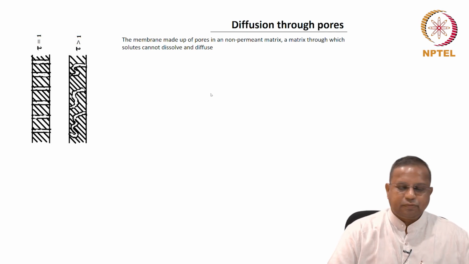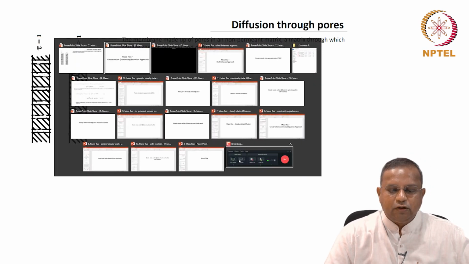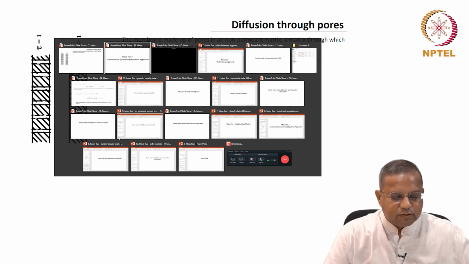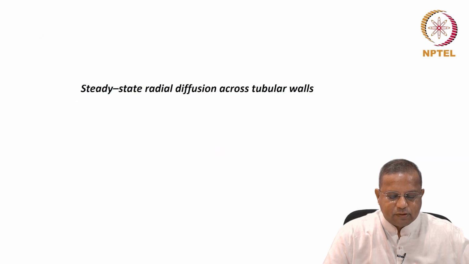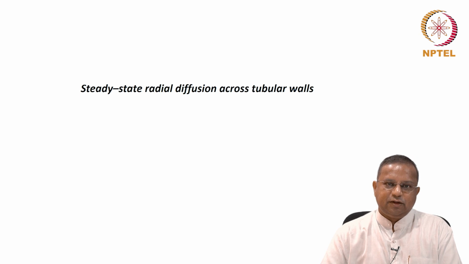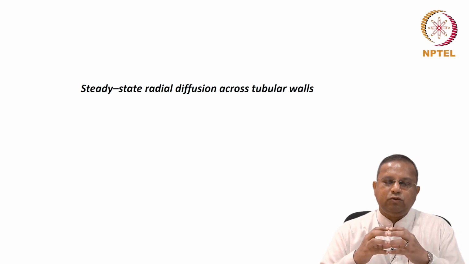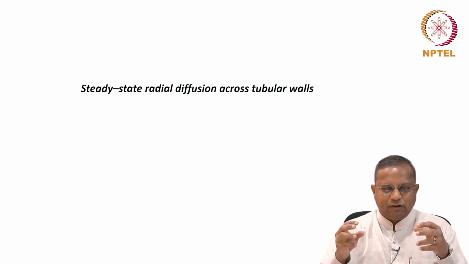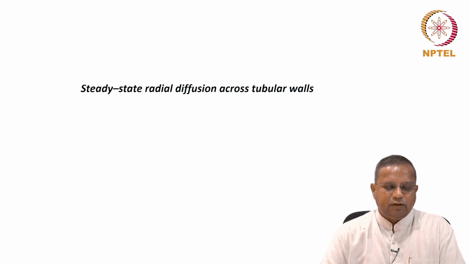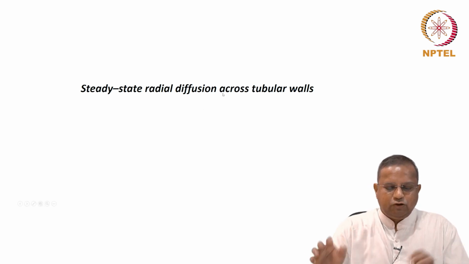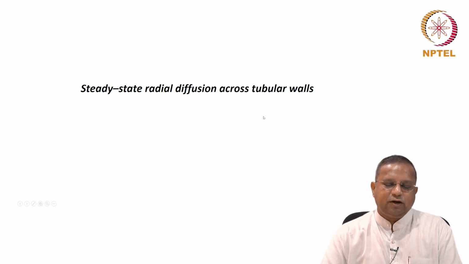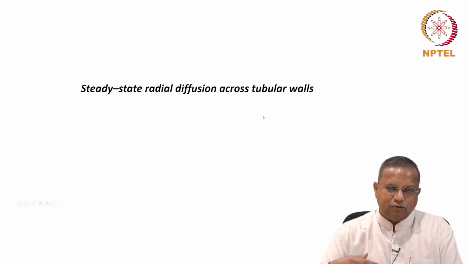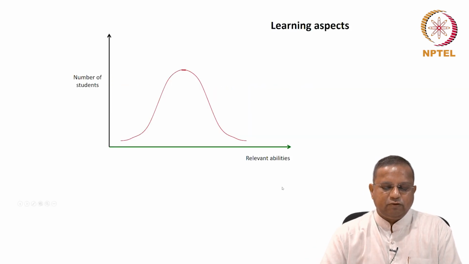Then we looked at a different geometry, right? This was to show you how you could apply the conservation equation of continuity to a system with cylindrical geometry. So, steady state diffusion, radial diffusion across tubular walls. We had looked at a problem to understand how to use it, because it is just an application of the equation. So, I gave you the problem first, but before that I talked about learning aspects.